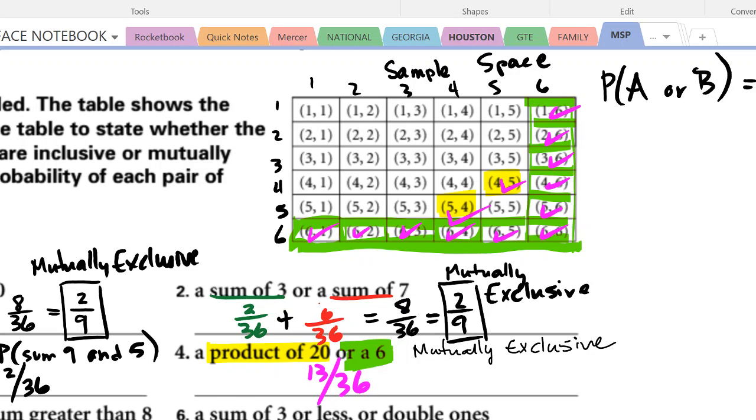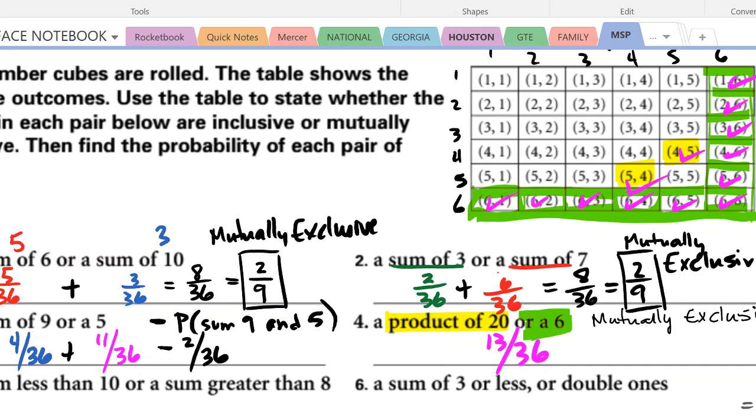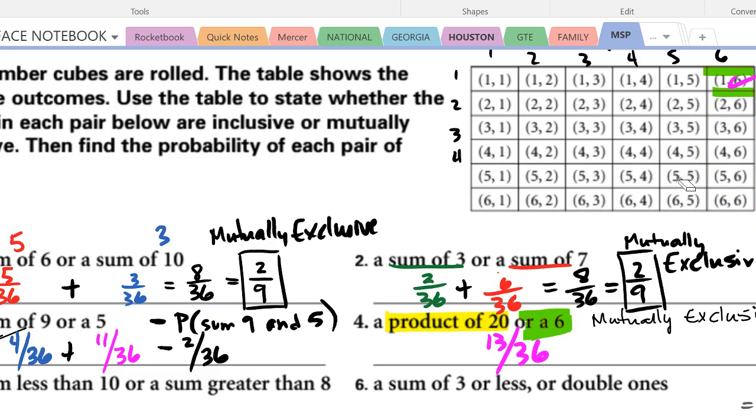Okay, and I'm done. I don't have to add, subtract, multiply, divide. I'm just counting basically. 13 out of 36. And let me go back here too. Since there was overlap here, that's called inclusive on number 3. So you see how number 4 is just a lot easier if you don't try to calculate them separately, and then just make sure you don't double count as you're going through these.